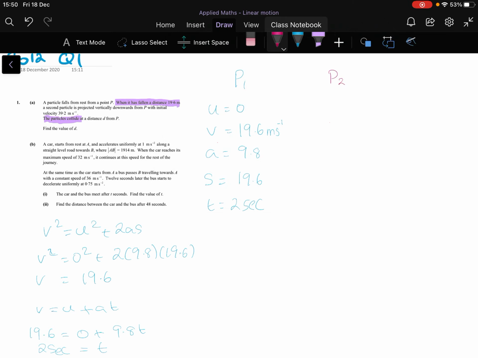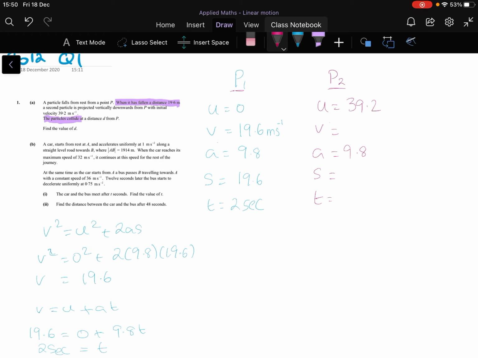So now I'm going to take a look at particle 2. It tells me that I have an initial velocity, so my u value is 39.2. The v value, we don't know. Acceleration is going to remain the same as 9.8. I don't know how far they have to go, and I don't know how long it's taken. So for this second stage, I know that the time for particle 1 and for particle 2 must be the same, and so is their distances.